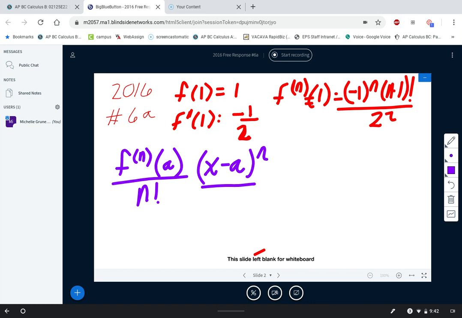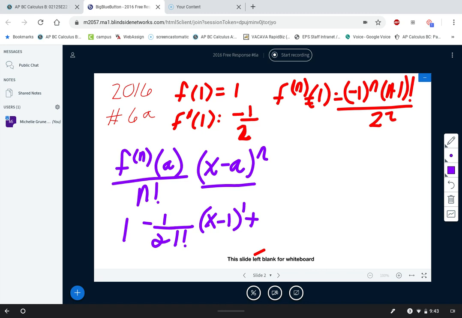So if I want to find the Taylor polynomial, I'm going to start with 1, and then the next one would be the first derivative. So I would have negative 1 over 2, and then I would have 1 factorial, because that's n equals 1, and then I would have x minus 1 to the first. Then I would have plus.